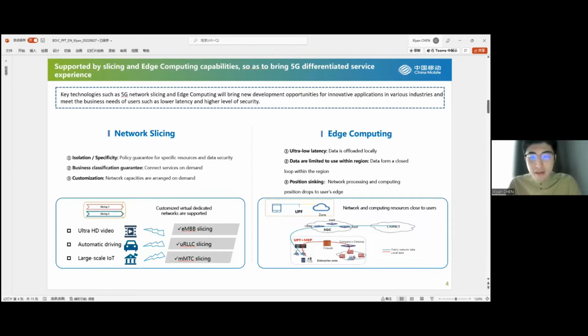And for edge computing, the reason is that we can put all the calculations and programs into local resources, which will achieve ultra low latency.